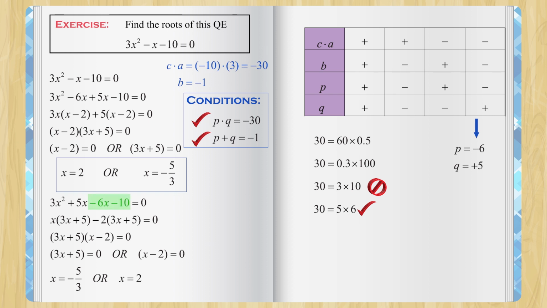The third and the fourth terms are -6x minus 10. Let's factor out a +2. So inside the brackets we have -3x minus 5. The next step is again factorization, but before that check to see if these brackets are equal. Oh no, they are not. But look carefully, they are only different in signs. This bracket on right is equal to the left one multiplied by -1.